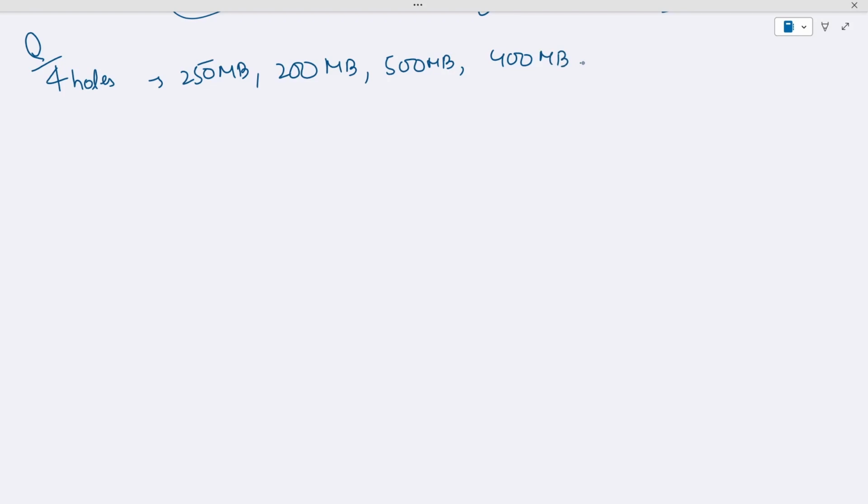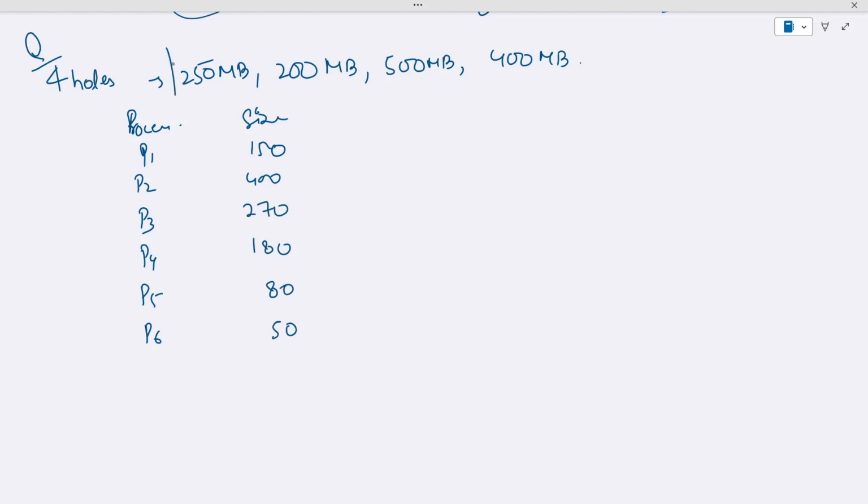Now you have process requests, and these requests are, let's say, the processes P1, P2, P3, P4, P5, and P6. Let's say six processes we have, and the sizes of these processes are 150, 400, 270, 180, 80, and 50, all in MB. So we have empty spaces and we have processes.